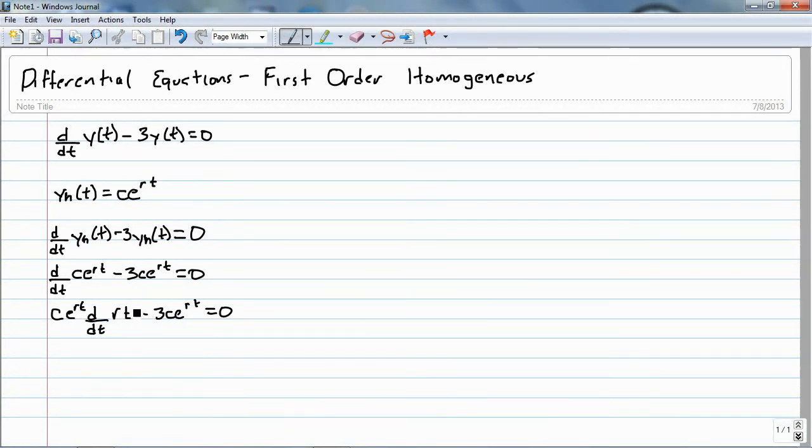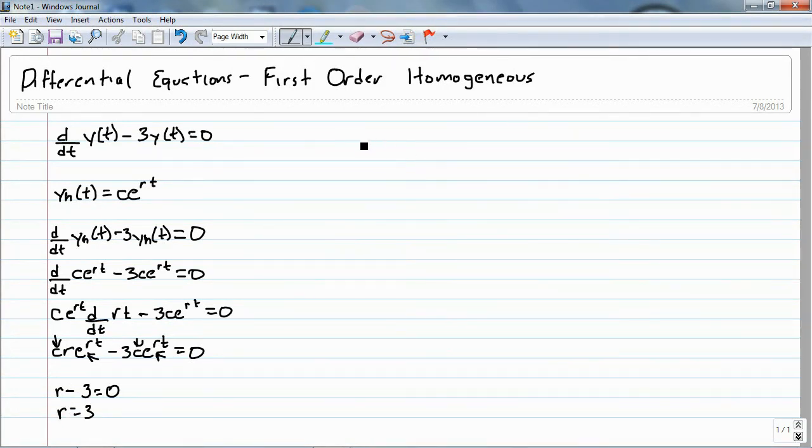And now if I take the derivative of RT, that's just going to be R. So I have C R e to the RT minus 3 C e to the RT equals 0. And now I can cancel out. The C's are going to cancel out. The e to the RT is going to cancel out. And what I'm left with is R minus 3 equals 0, or R is equal to 3.